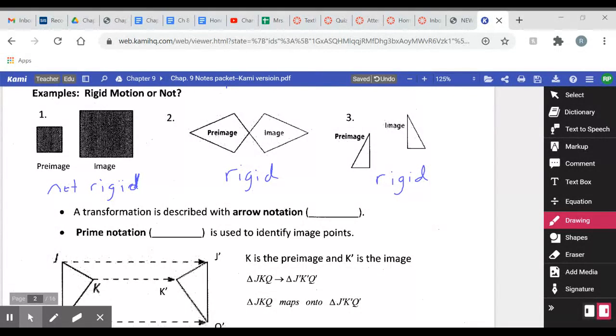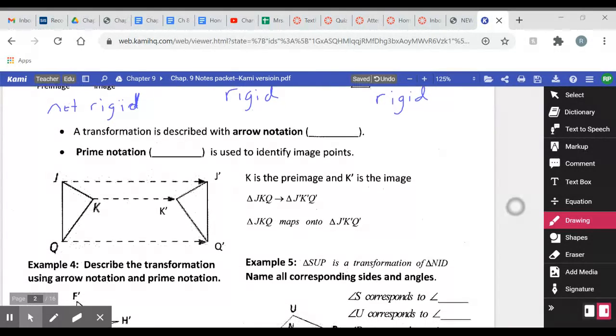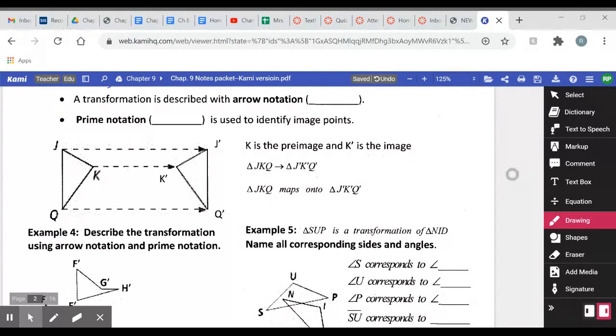Okay, from there, it is telling us that a transformation is described with arrow notation. So we will often see an arrow that is mapping from this figure to this figure. The prime notation is like a little apostrophe. That is going to be used to identify the image points, the new ones. So the original figure is not going to have the prime marks. The new one, the image, is going to have the prime marks. And we can see the example here.